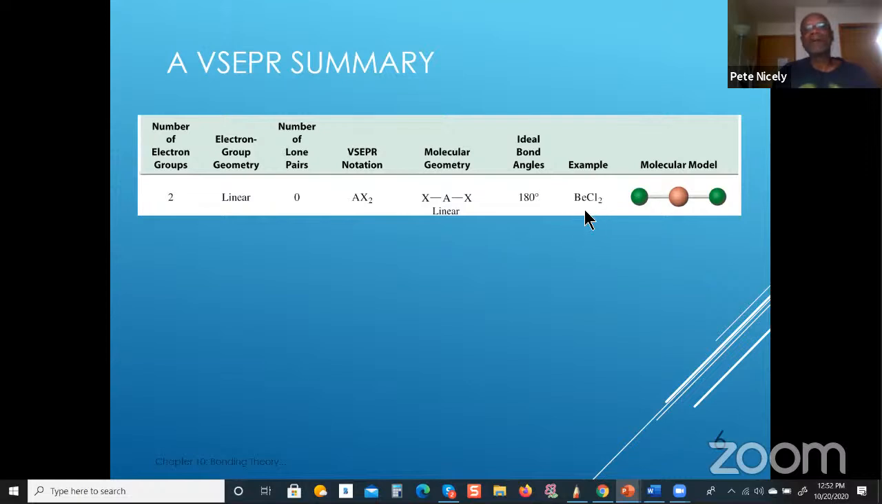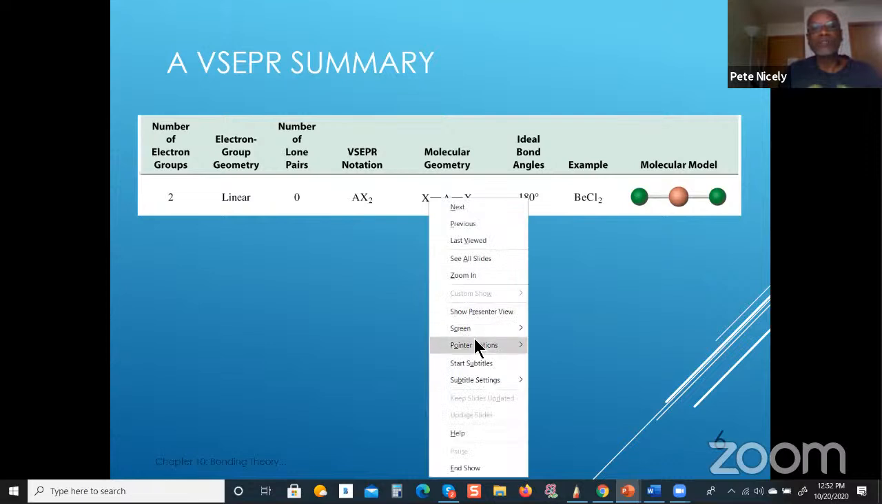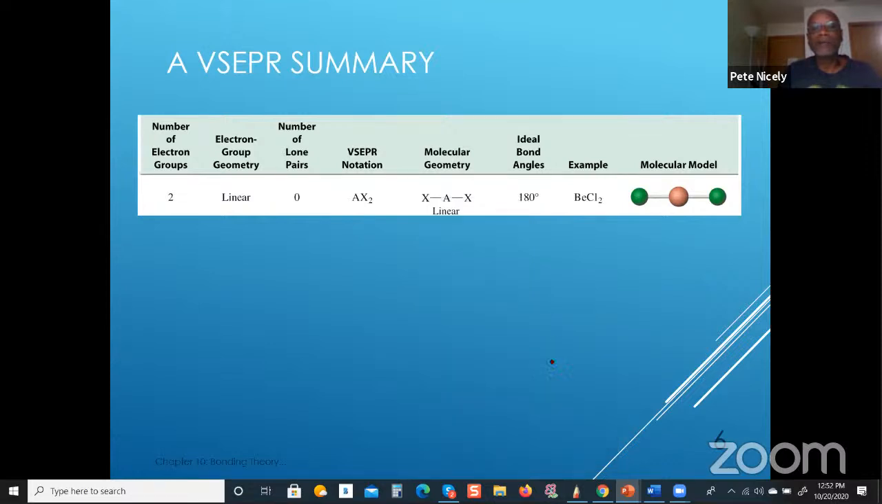So in the case of beryllium chloride, you have the central atom bonded to two other atoms. There are no lone pairs on the central atom, so therefore the shape adopted will be linear. And I want to also say that this is also true for carbon dioxide, which I showed you earlier. So let me draw the Lewis structure of carbon dioxide up here.